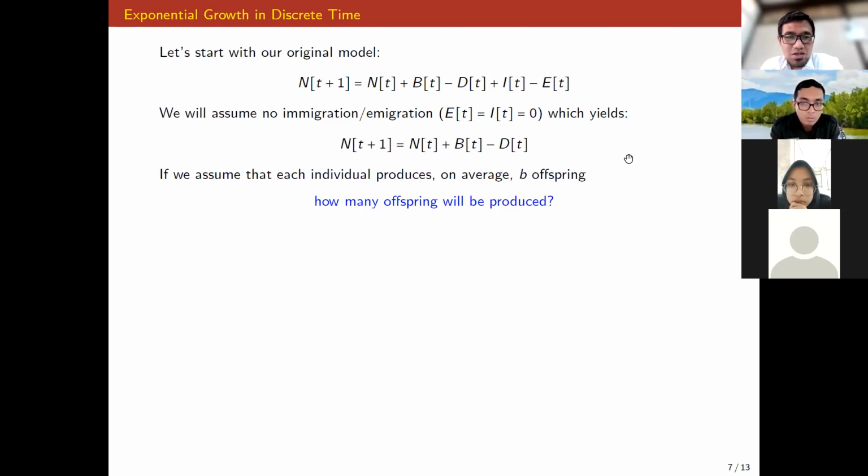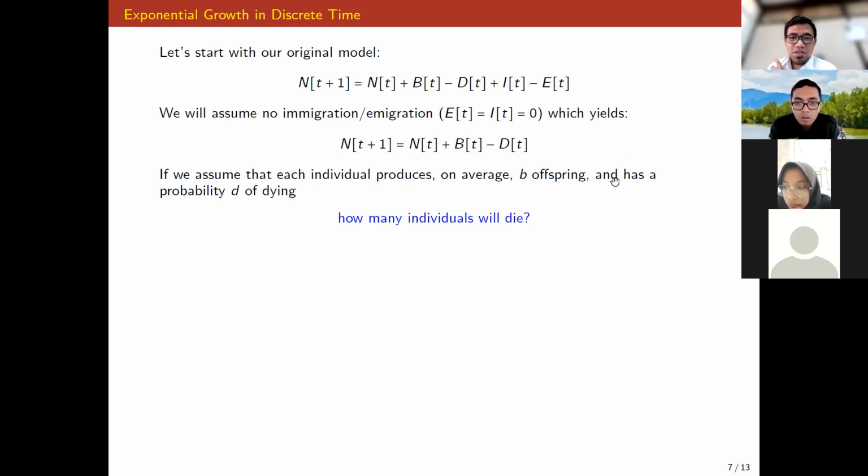Now, if we assume that each individual can make a child, have a baby, a new one, on average, let's say B offspring. So the newborn of some species is quantified by B. So how many offspring will be produced, on average, for example, B.